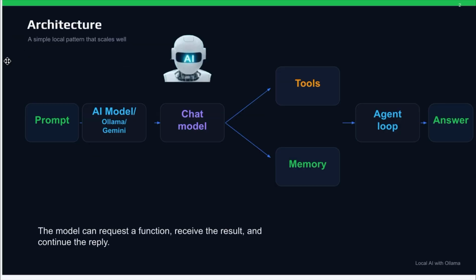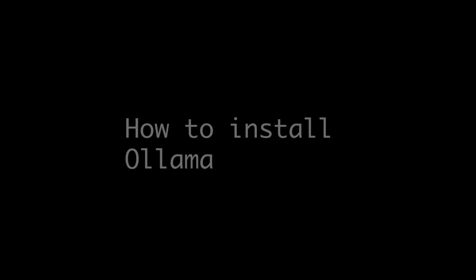All right, so you put in a prompt, the AI model is decided, Ollama or Gemini, and then it goes to the chat, which decides whether it's going to use a tool or look at memory. There is a memory feature to this. That's all part of the agent loop, and then it does its thing and gives you an answer.